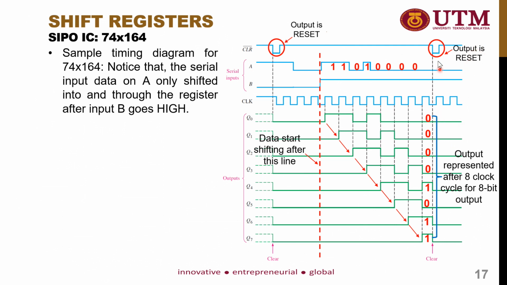So after this point, the output will be reset. So the output will become 0. Alright, so this is how SIPO works. The SIPO IC is actually an 8-bit SIPO shift register. So after 8 clock cycles, you can observe the input that you wanted to transfer inside the shift register. At each clock cycle, the input will be shifting out.